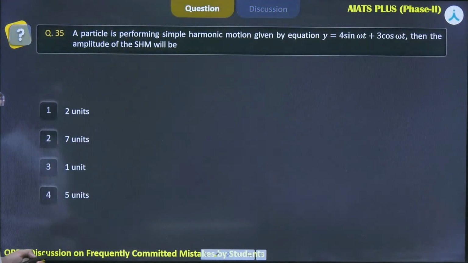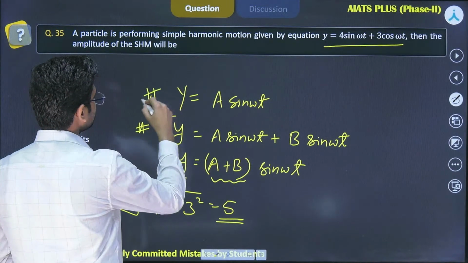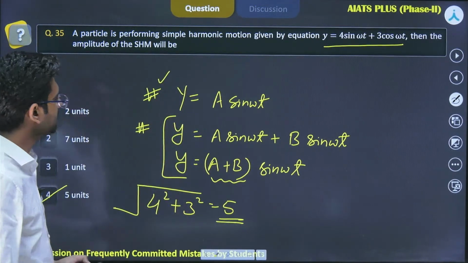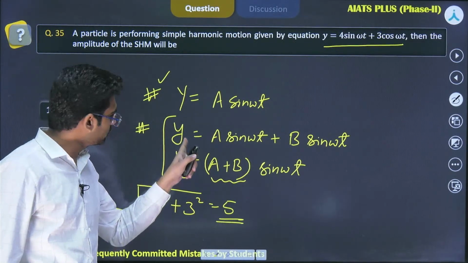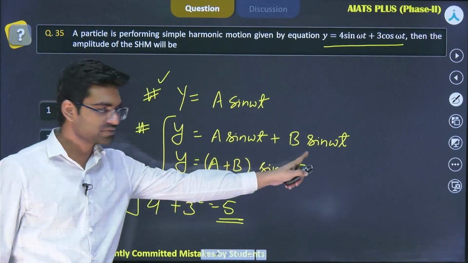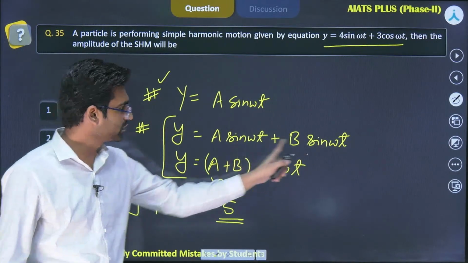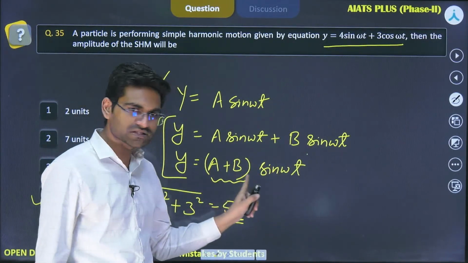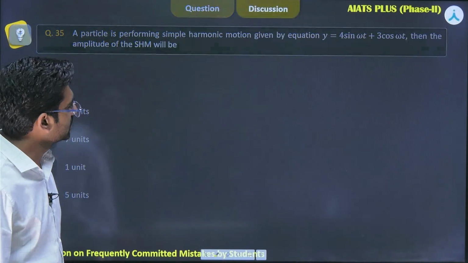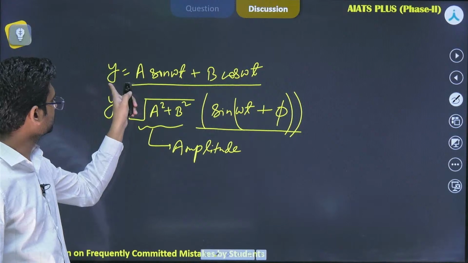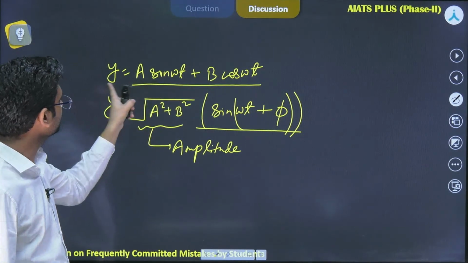Okay, so we have seen that this is equation number 1, which is quite fundamental: y equal to a sin omega t. Now, if you are given the equation y equal to a sin omega t plus b sin omega t, sin omega t can be taken out. This will become a plus b. That would be the amplitude.